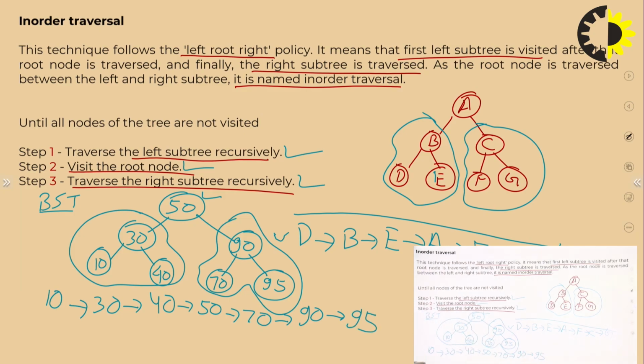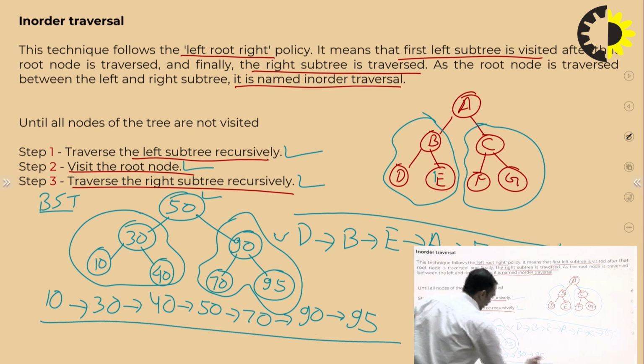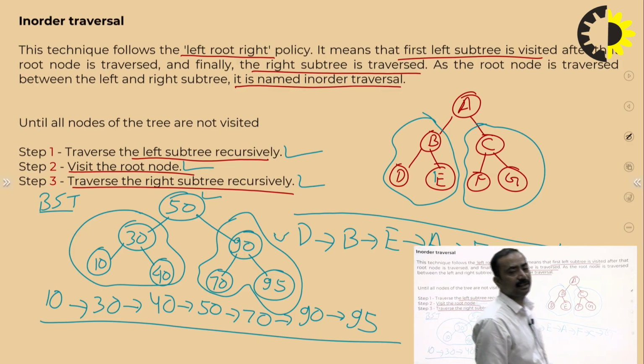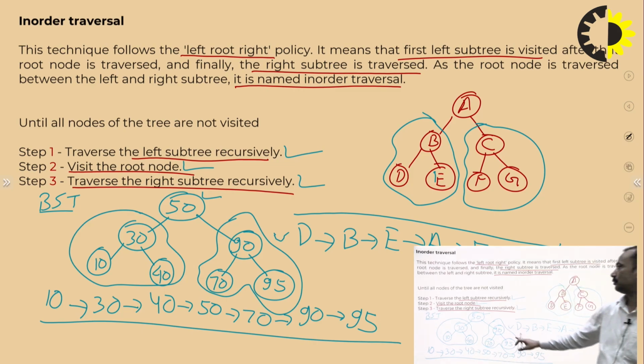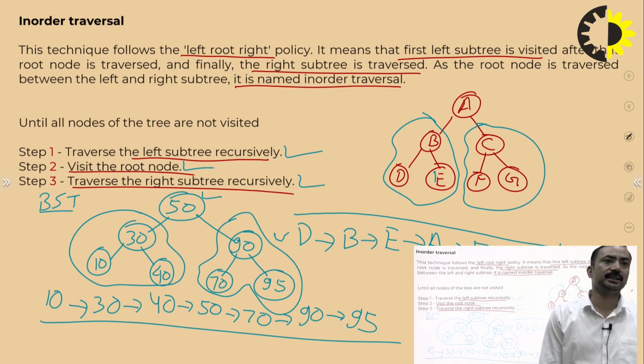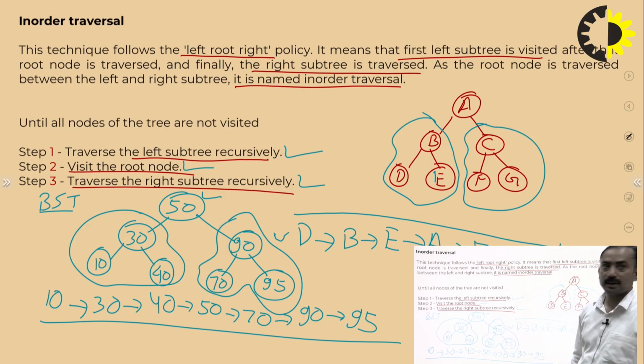So we are traversing a binary search tree with the help of in order traversal, left, root and right, and we are getting an increasing order of nodes. If the nodes are arranged in a binary search tree, we will get an increasing order of nodes with the help of in order traversal.